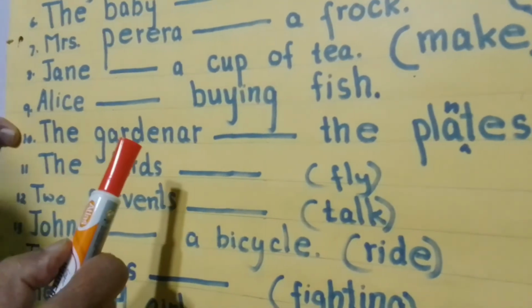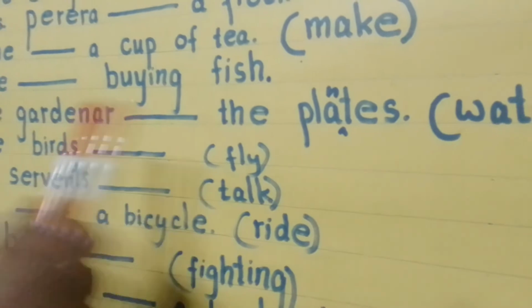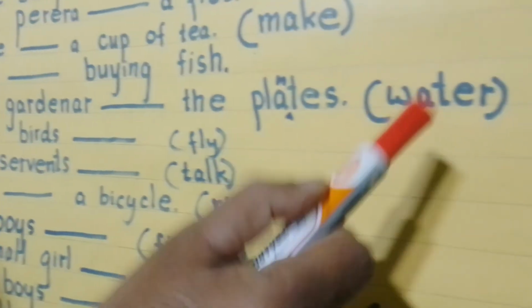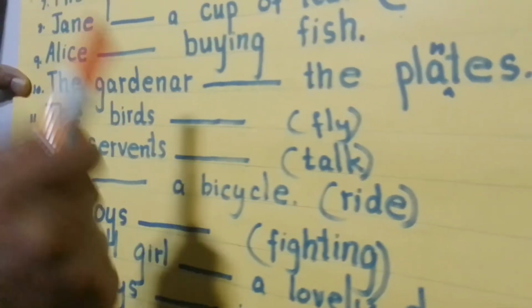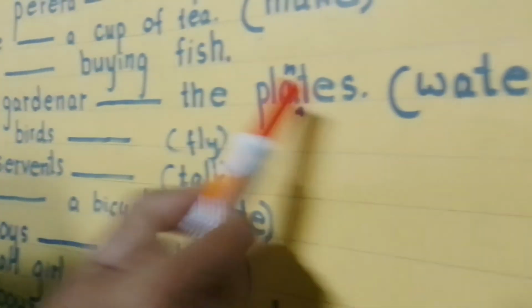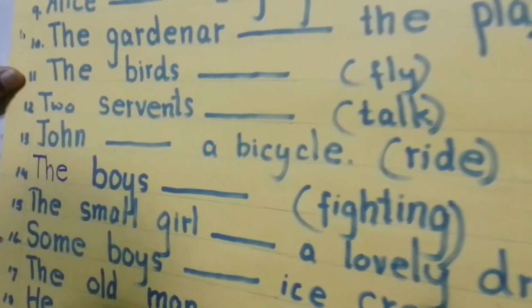The gardener is singular, therefore you have to use is. The verb is water, you have to use the verb with ing. The gardener is watering the plants. Okay students, next we'll move on to the 11th one.